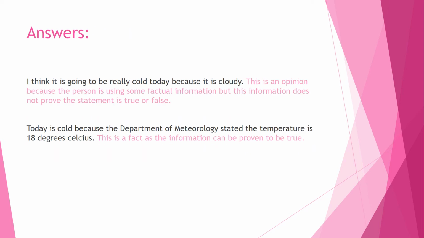As we can see here, I think it is going to be really cold today because it is cloudy. That's the opinion, because the person is using some factual information, such as it's cloudy, but this information does not prove the statement is true or false. It could be a summer day and it could be cloudy, but that doesn't mean on that summer day it's going to be cold. That's why that one is an opinion, and also because of the clues in the sentence, I think.